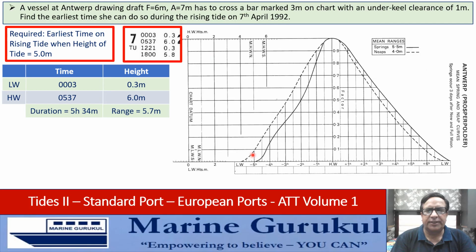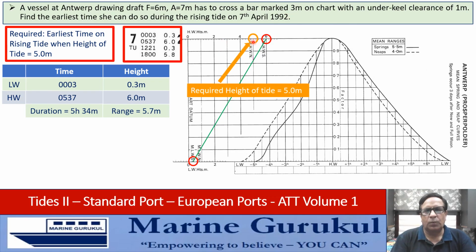Now we go on this side. We draw the interpolation line by first marking off the low water on the lower scale. Low water is 0.3 meters. We mark off high water of 6 meters here. We join them with a straight line. We get the interpolation line. Now we go on this scale and identify the point which represents the desired height of tide, which is 5 meters here.